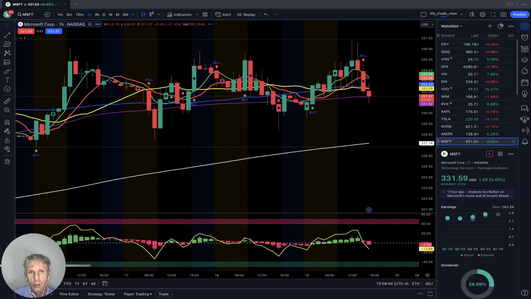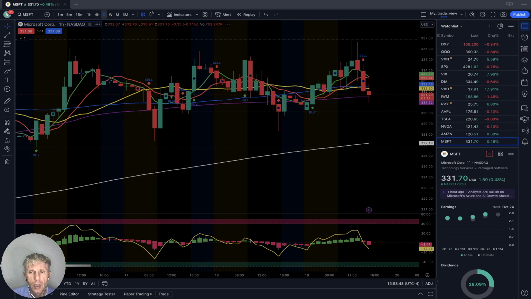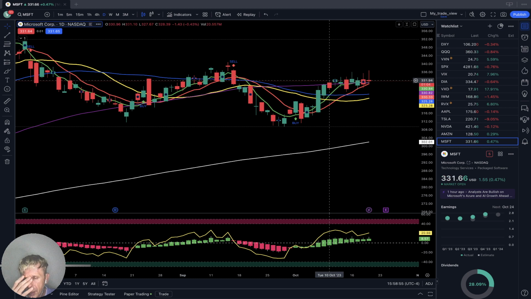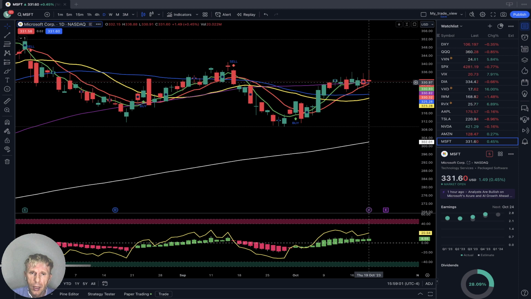Microsoft. Microsoft plus 0.5%. Daily. Daily is a flat price action after the nice bull run. It can be a bull flag, it can accumulate the energy and it will bounce. Or it can do bearish reversal. It can go both ways.